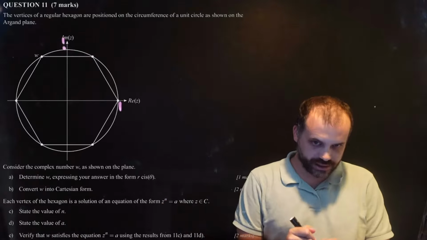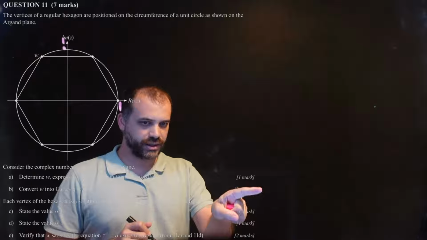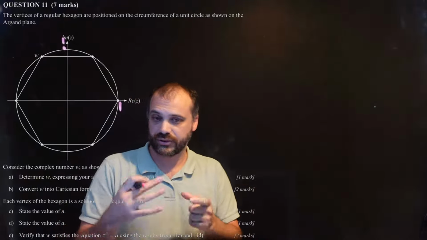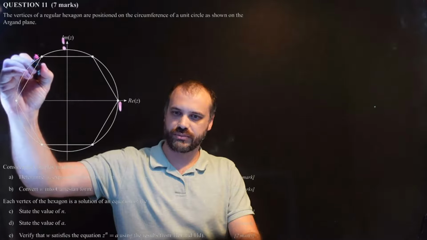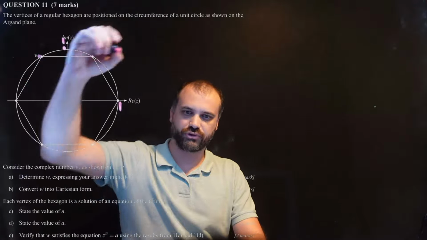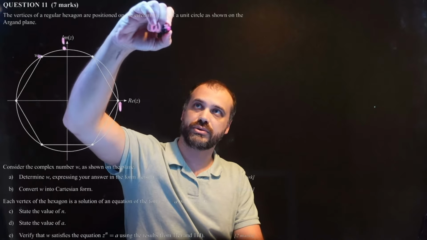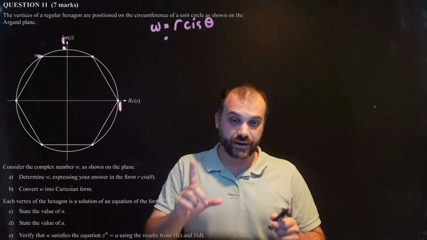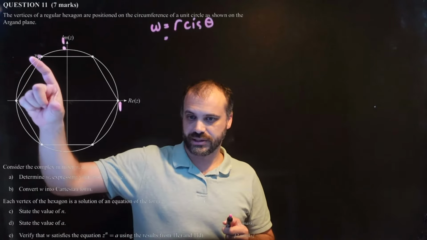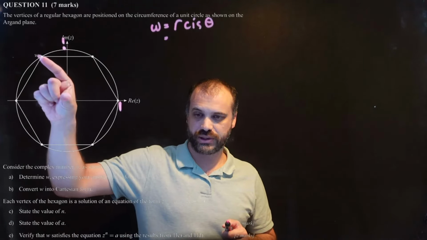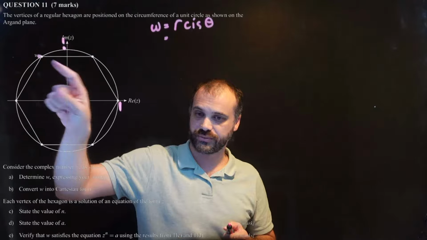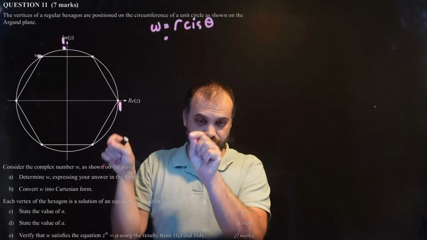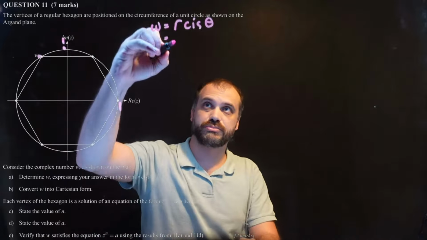All right, and if I just move over here a little bit, there's only 1 mark for it, so we just need to be able to do it, right? Shouldn't take long at all. All right, so where's W? W is right here, and we're trying to express it as W equals r cis theta. Okay, r is the modulus. It's the length here between the center and W. It's a unit circle, right? And it's sitting on the circumference of the unit circle, so that length must just be 1.